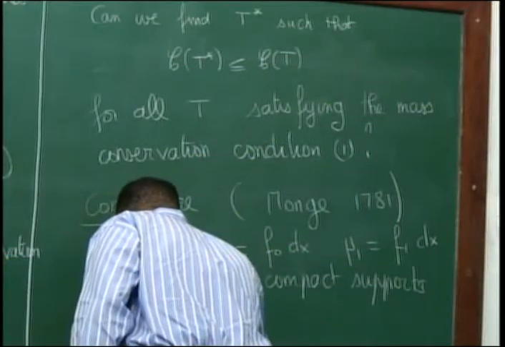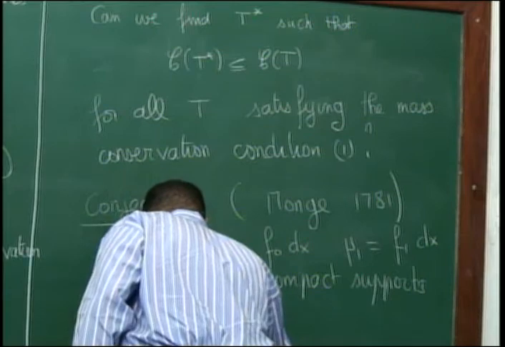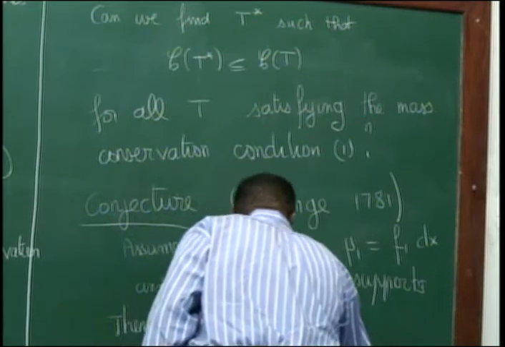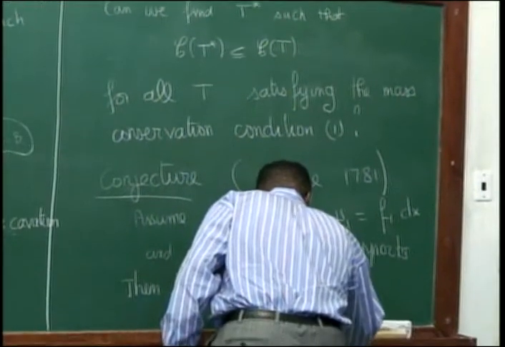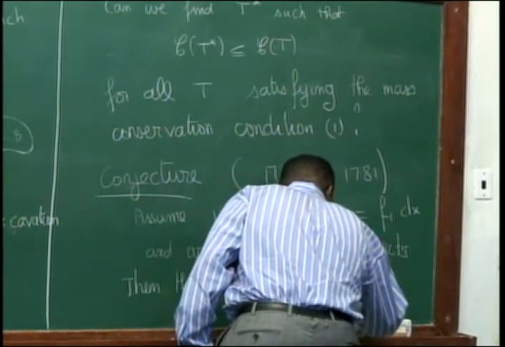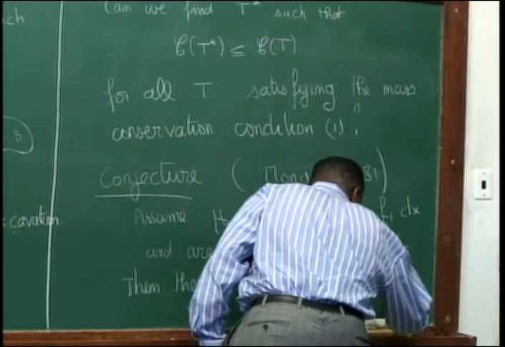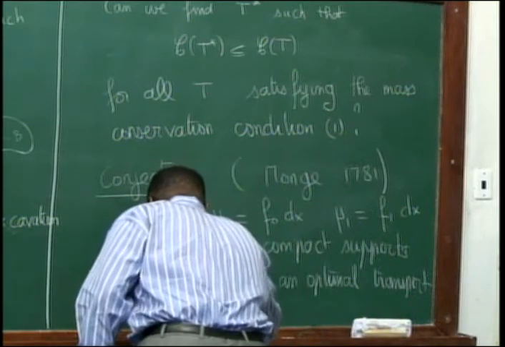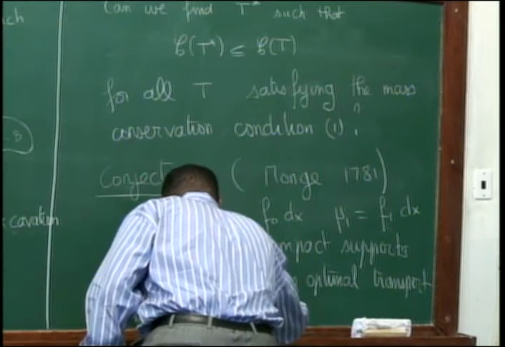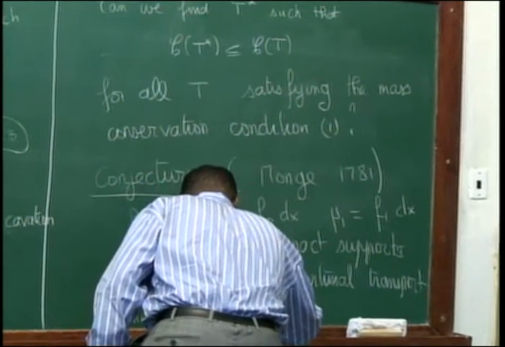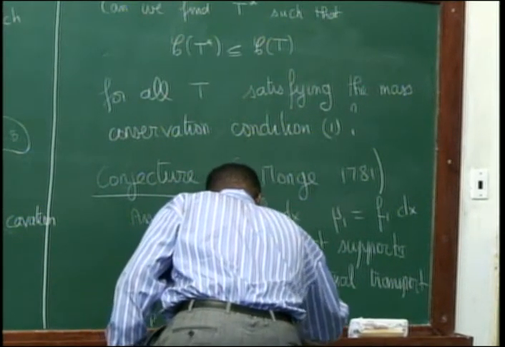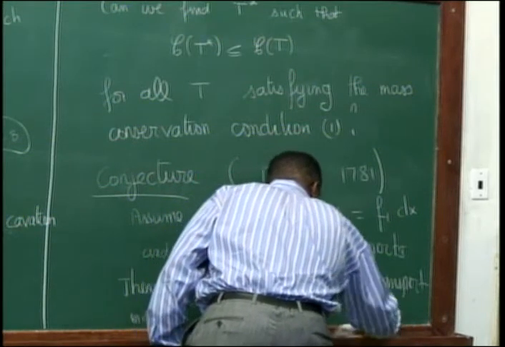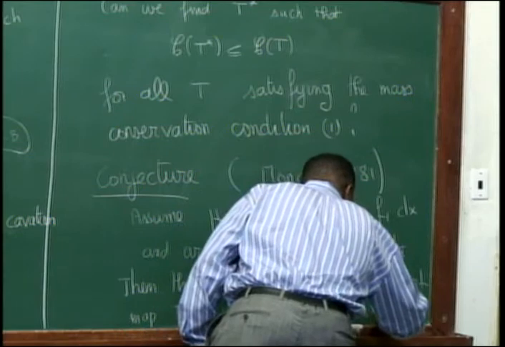His conclusion is, then, there exists an optimal transport map T star when C of x, y is the distance between x and y.